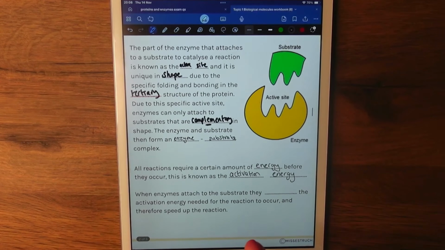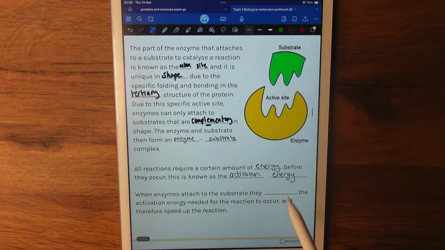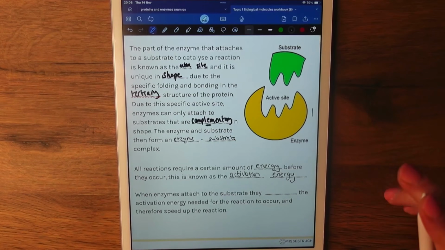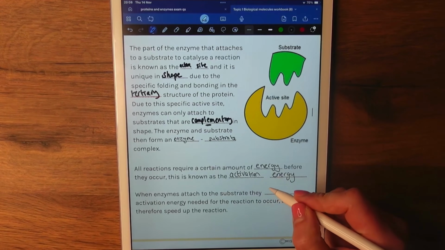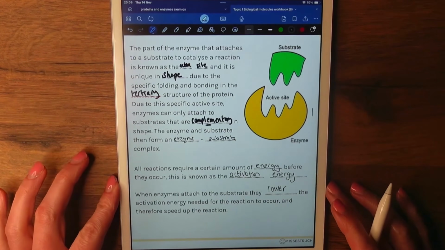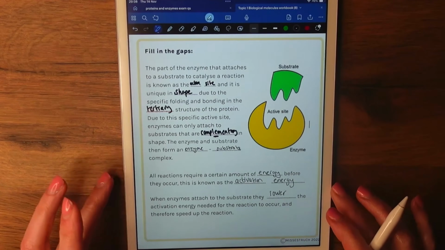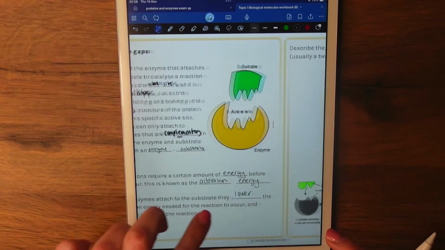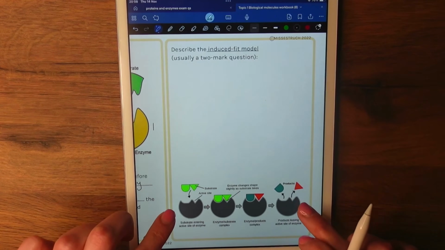Right, last one then. When enzymes attach to the substrate, they something the activation energy needed for the reaction to occur and therefore speed up the reaction. So what do we think for this one? Yeah, and you can say reduce or lower the activation energy. Brilliant. Okay, so I zoomed in a bit too much. I couldn't quite see it there on Instagram. Let's have a look at the next part.